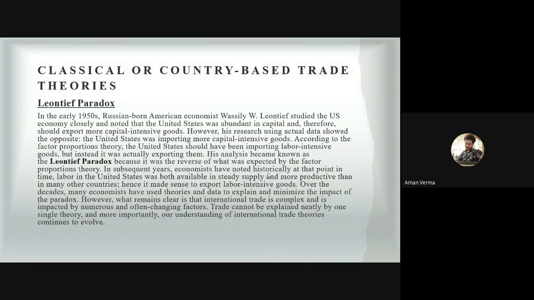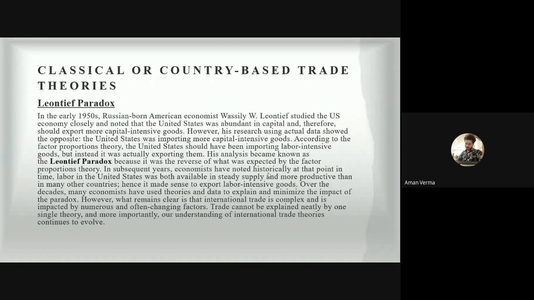However, his research using actual data showed the opposite. The United States was importing more capital-intensive goods. According to the factor proportion theory, the United States should have been importing labor-intensive goods, but instead it was actually exporting them. This analysis became known as the Leontief paradox because it was the reverse of what was expected by the factor proportion theory.